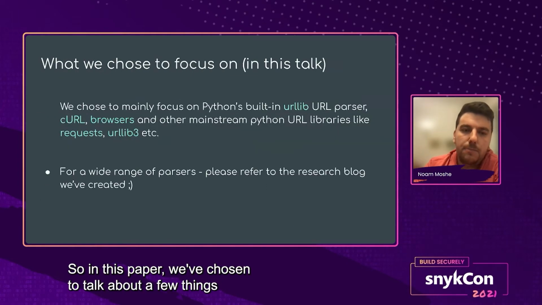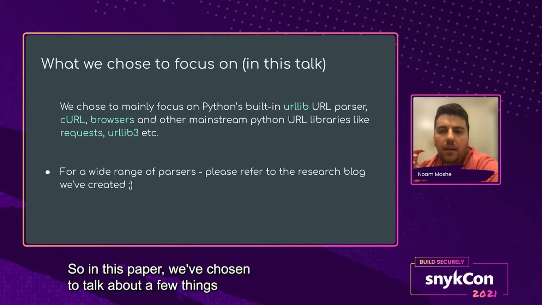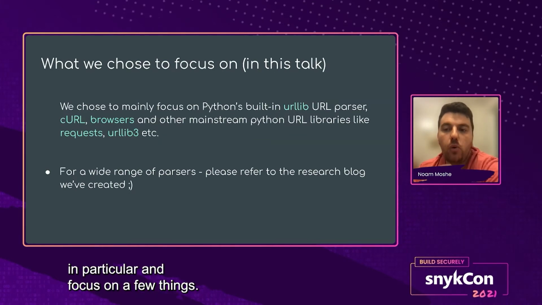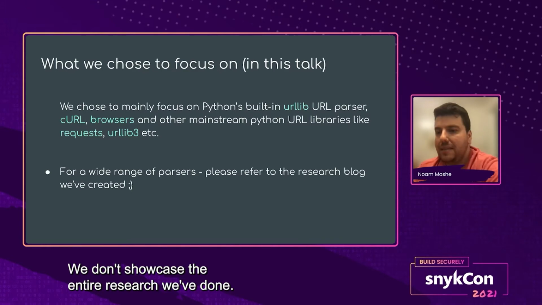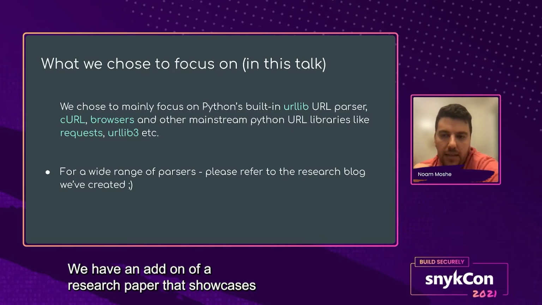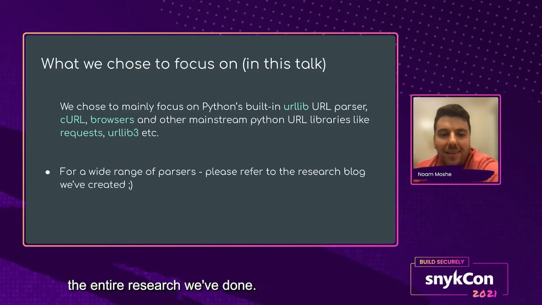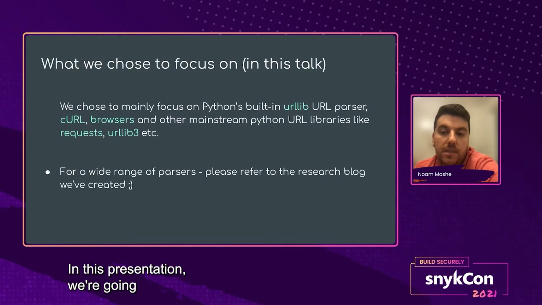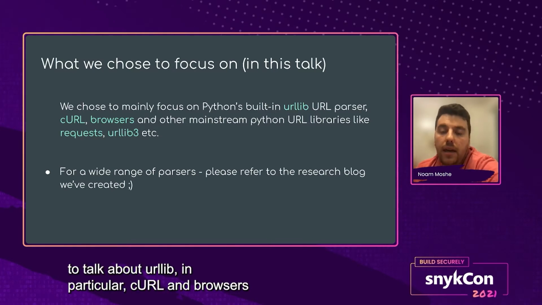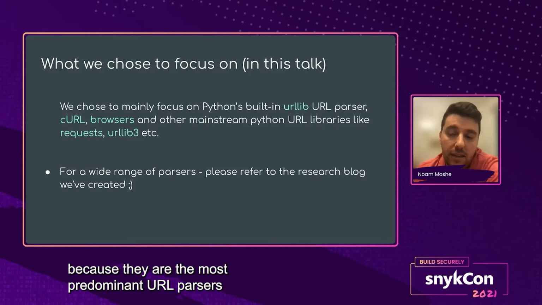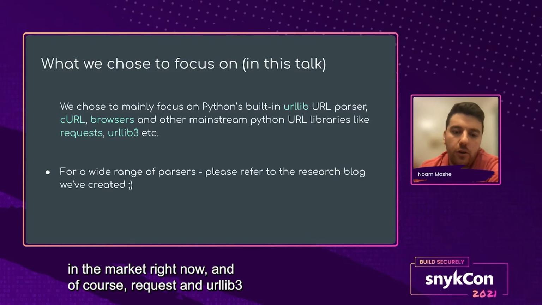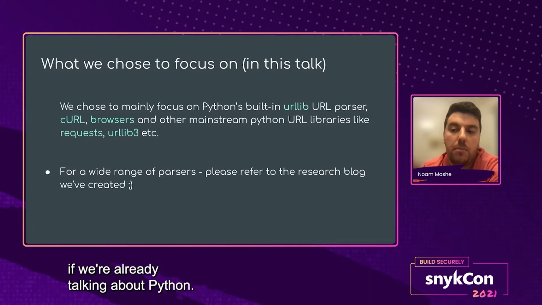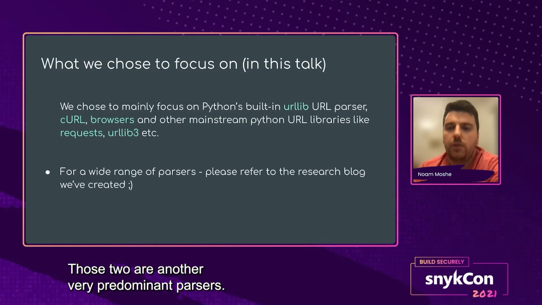So in this presentation, we've chosen to focus on a few things in particular. We don't showcase the entire research we've done; we have an accompanying research paper that showcases all of it. In this presentation, we're going to talk about urllib in particular, curl and browsers, because they are the most predominant URL parsers in the market right now, and of course requests and urllib3. Since we're already talking about Python, those two are also very predominant parsers.